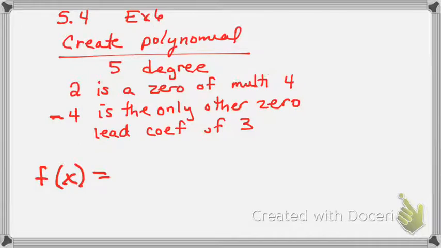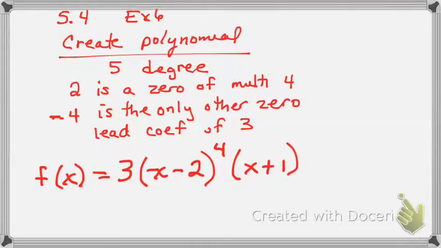What am I going to write here? Okay, 3x to the fifth would be my leading term, but wouldn't it be easier to write this in factored form since I know the zeros? Yeah, straight up. So if I write it in factored form, what would it look like? It'd be 3 parentheses, x minus 2 to the fourth power. And then x plus 1.